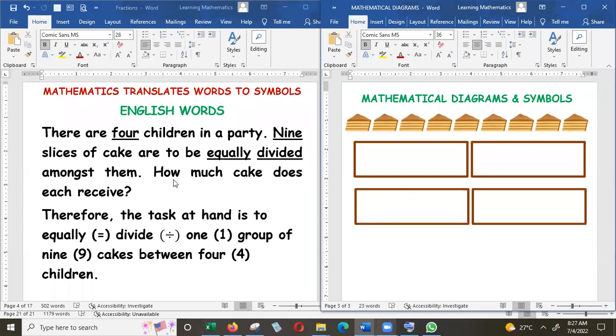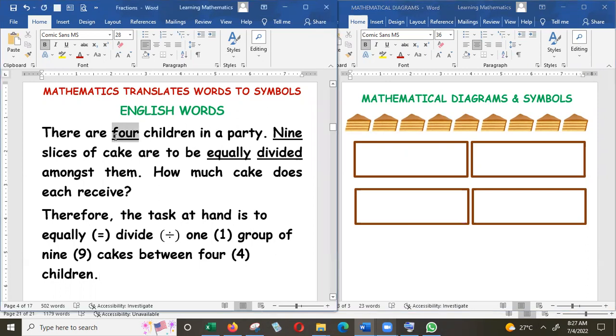Now here we have a scenario. Mathematics translates words to symbols and diagrams also. Here we have some English words outlining a situation. There are 4 children in a party, and as you can see, 4 is underlined because it's a quantitative word. It has its symbolic translation in mathematics.